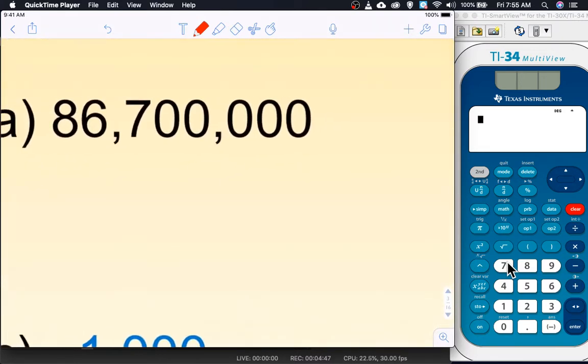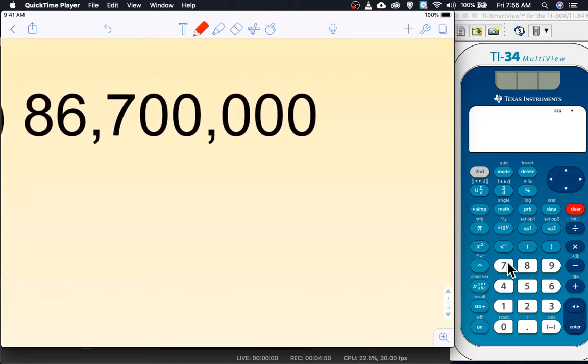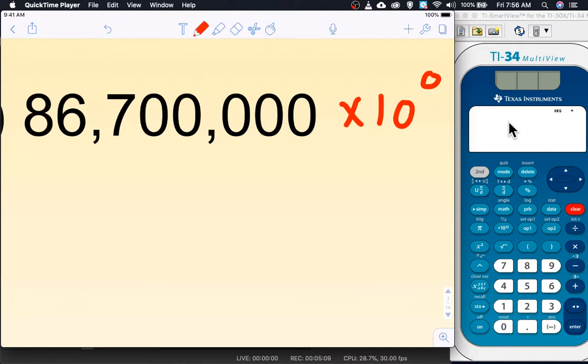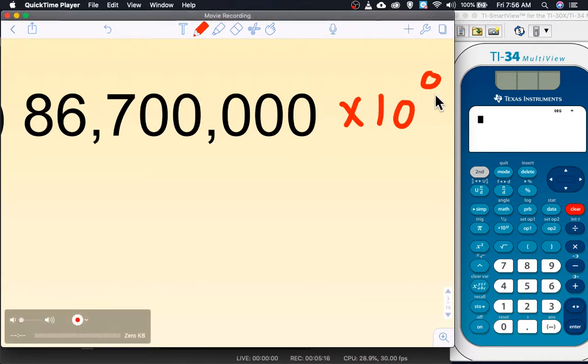So here's what we're going to do. I'm going to start to make this look like scientific notation by adding a times 10 to the power of 0. Now we learned in one of the previous lessons that anything to the power of 0 is 1. So really, I'm just saying this stuff times 1. So I didn't change its value. I didn't make it anything other than 86,700,000. It's still that. I'm just adding this to start to make it look like scientific notation.